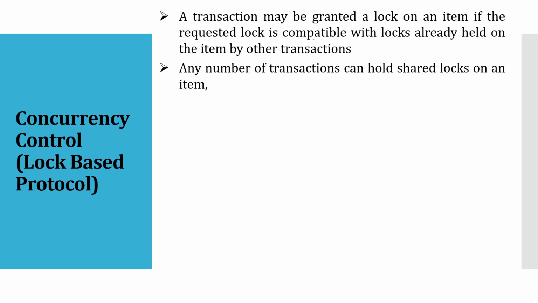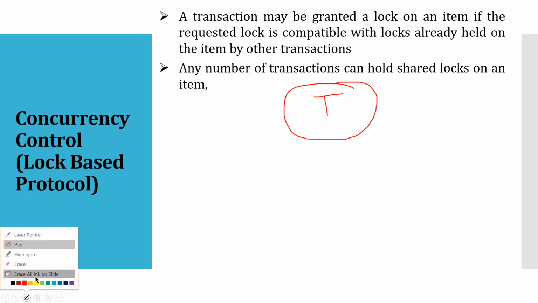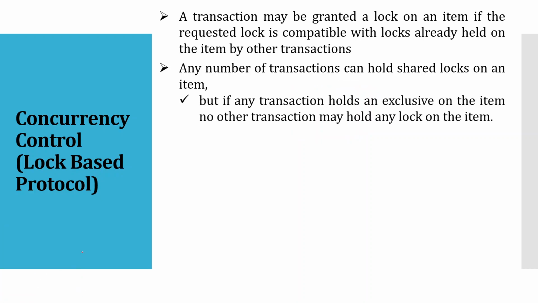So I can have T1, T2, T3, T4, T5, as many transactions having a shared lock on the data item, right? So you can have any number of shared locks. But if any transaction holds an exclusive lock, then no other transaction can have any type of lock.